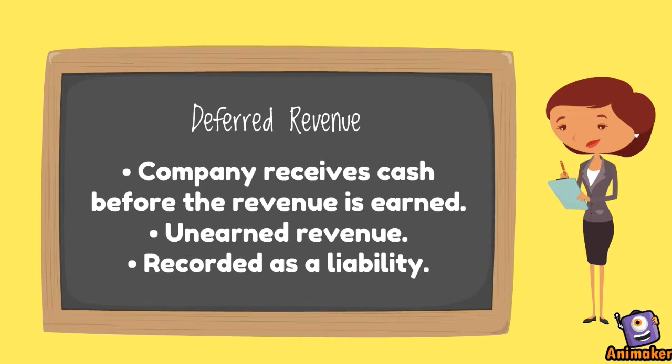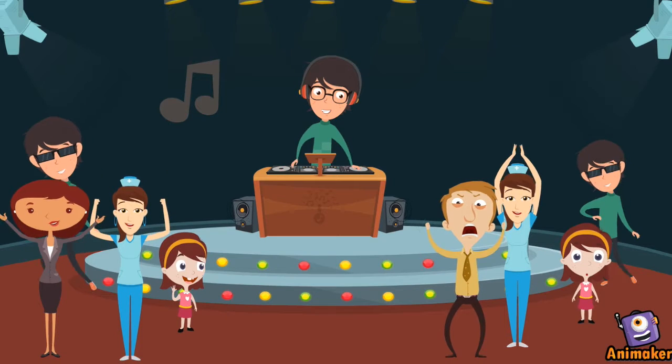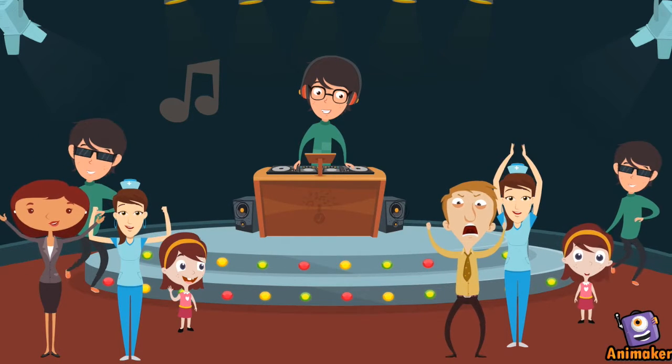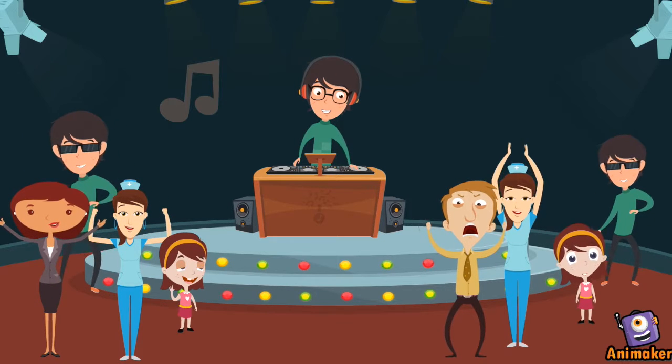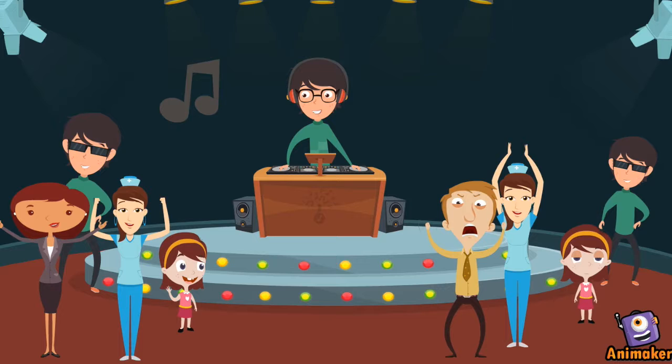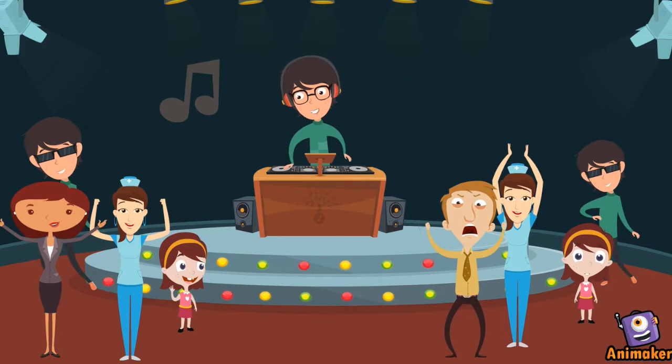Deferred revenue is when the company receives cash before the revenue is actually earned. Deferred revenue is also referred to as unearned revenue, and it is recorded as a liability. For example, concert tickets. The concert company receives the money when you pay for your ticket. However, the revenue is only earned when you attend the concert. Let's take a look at how you record a deferred revenue.